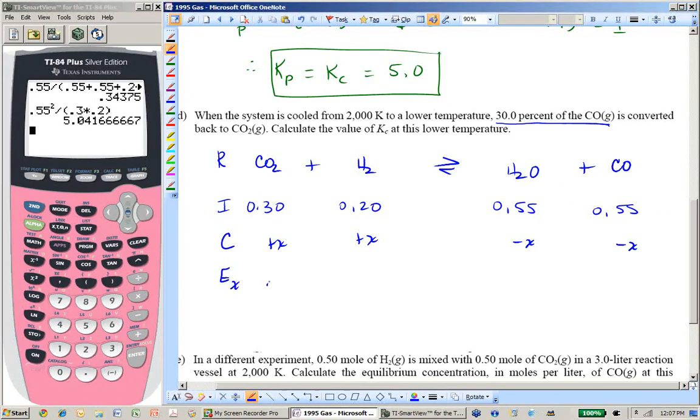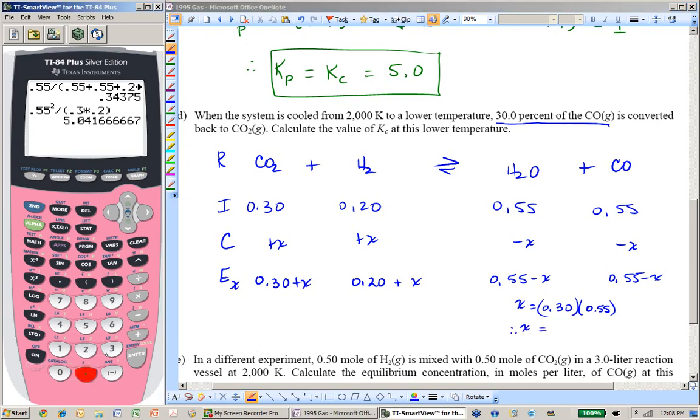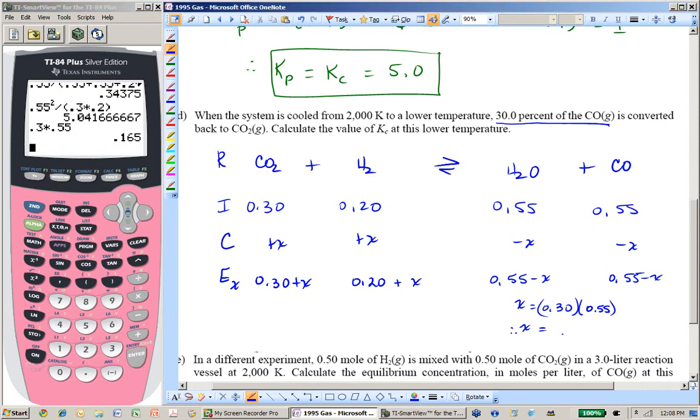So E in terms of x is 0.30 minus x for that one. 0.20, that's not a minus, sorry, it's a plus x for this one. 0.55 minus x, 0.55 minus x. I know what x is. x is equal to 0.30 because that's 30% of CO's original value of 0.55. Well, that looks wrong now. Therefore, x equals 0.3 times 0.55, and that's 0.165.